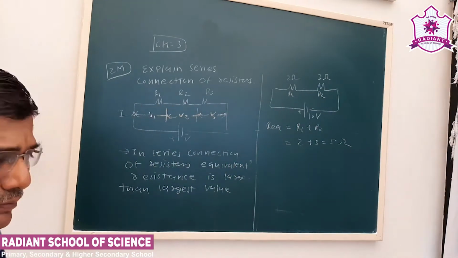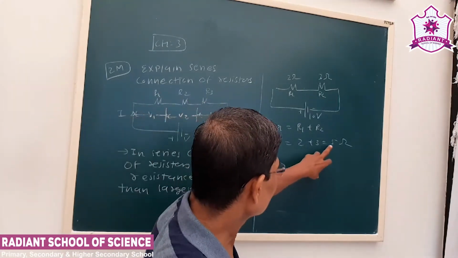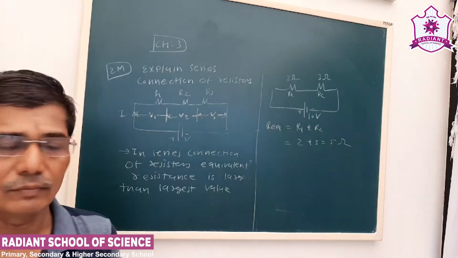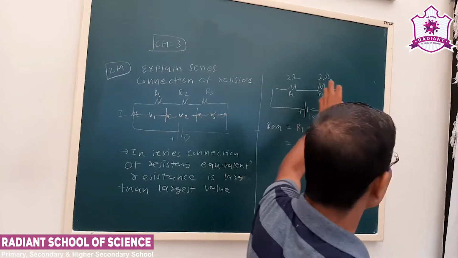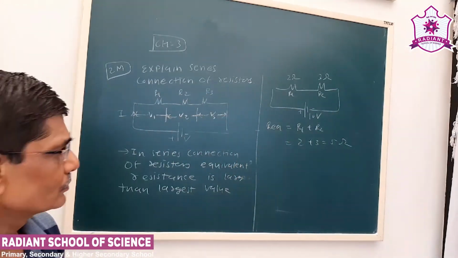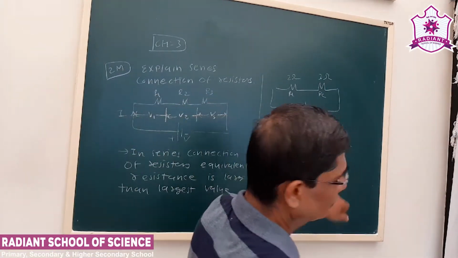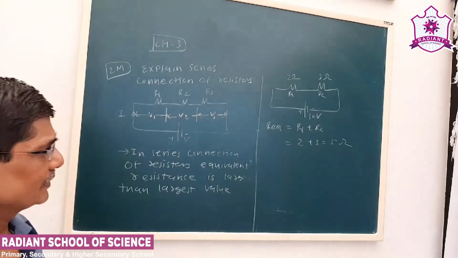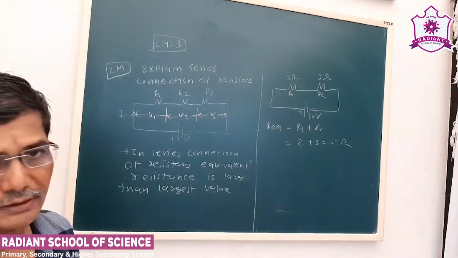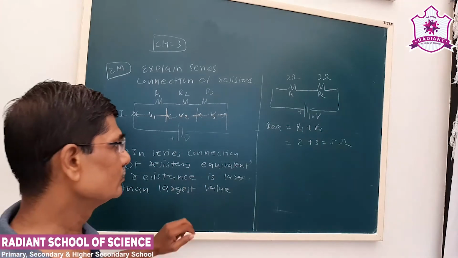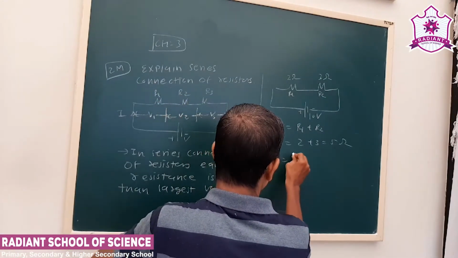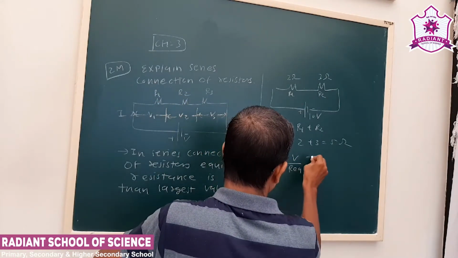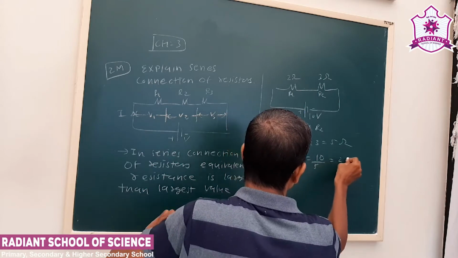Okay, now what we see here, the equivalent resistance is 5 ohm. What is the larger value of the resistance here? Out of these two, 3 ohm, and the equivalent resistance is 5 ohm. So what we see here, in series connection, equivalent resistance is larger than the largest value. Now current, if I find V upon R equivalent, that is 10 upon 5.